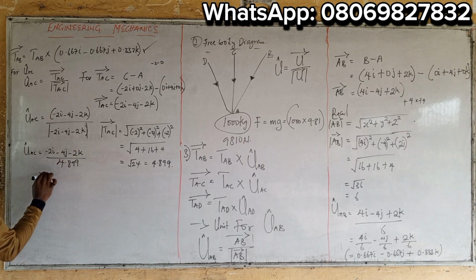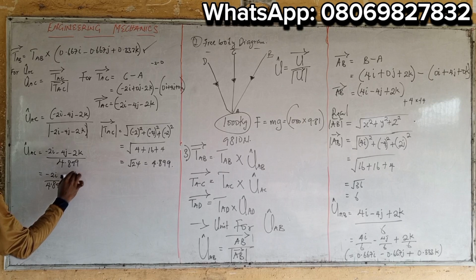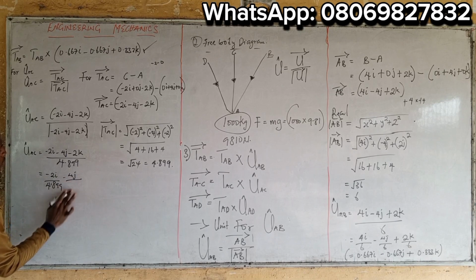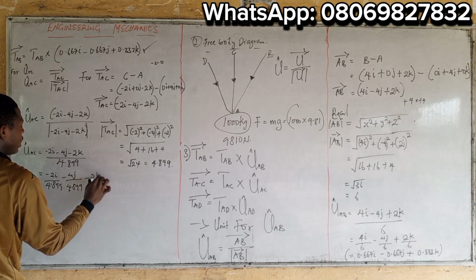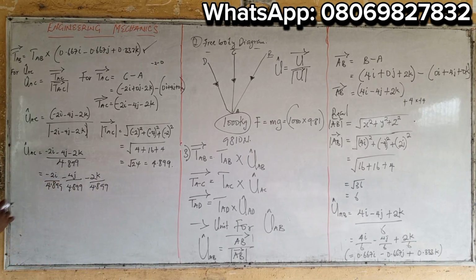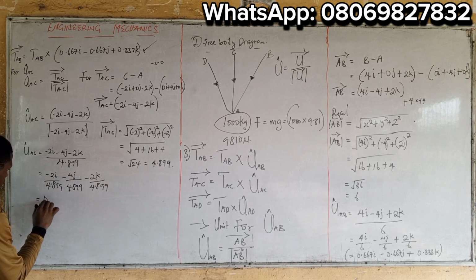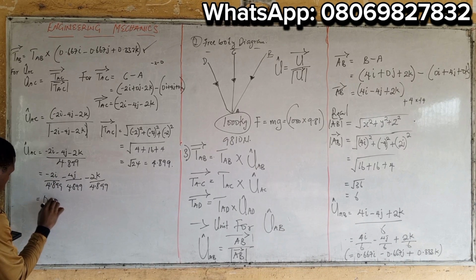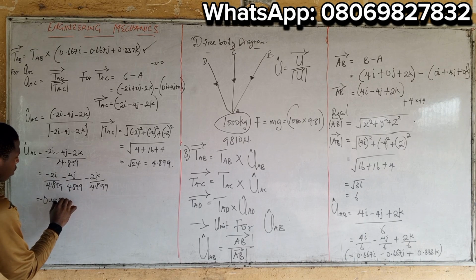If you simplify this, you have what? Minus 2i divided by 4.899, minus 4j divided by 4.899. Then the last one is minus 2k divided by 4.899. So you simply punch your calculator. So if you do the first one, you arrive at 0.4082. This is your minus here. The next one is minus.